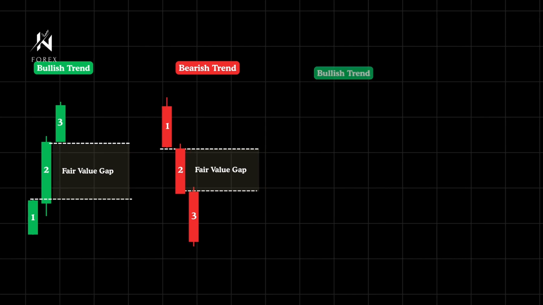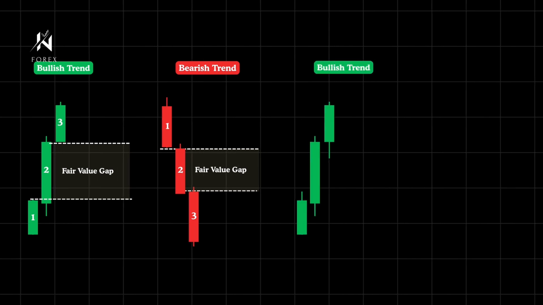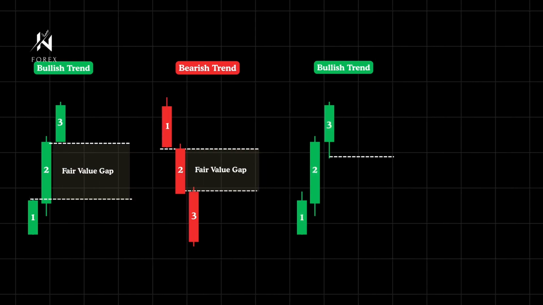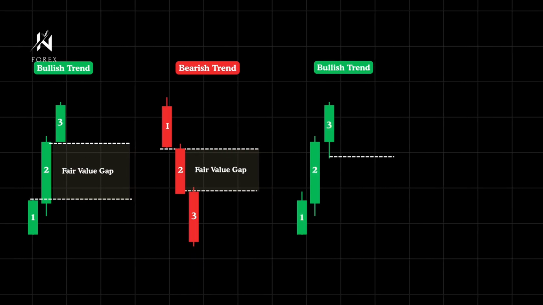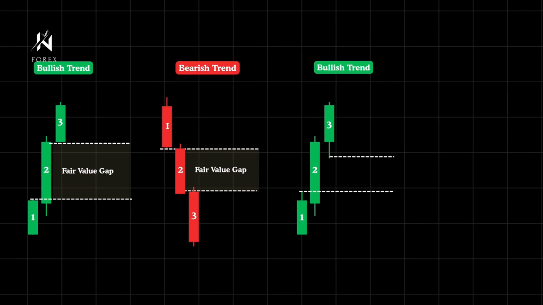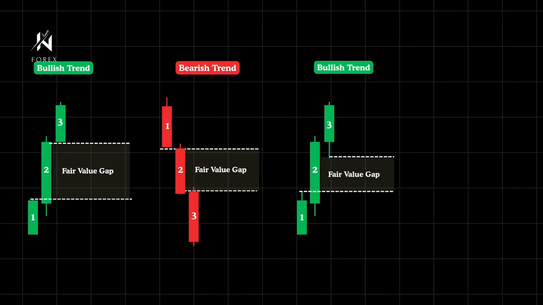However, in bullish movement, if the closing of the first candle is lower but its wick extends higher than the closing, then the line should be drawn from the top of the candle wick. Similarly, we will draw another line from the bottom wick of the third candle. If a gap is created between these 2 lines, then we consider it a valid fair value gap.